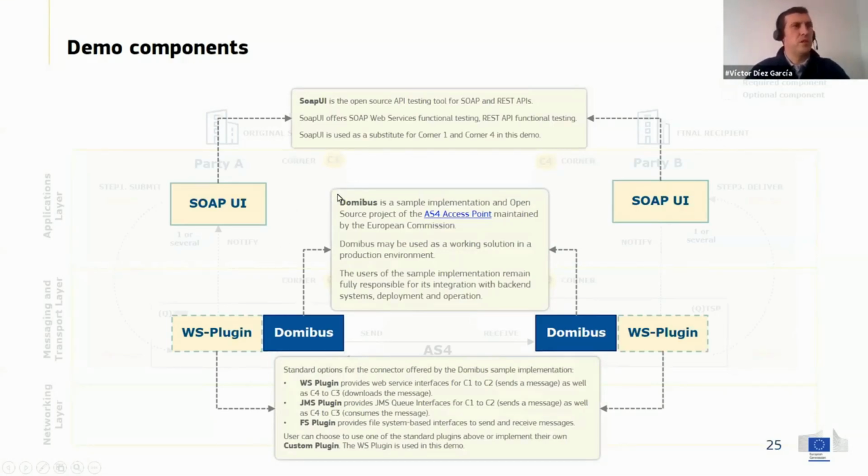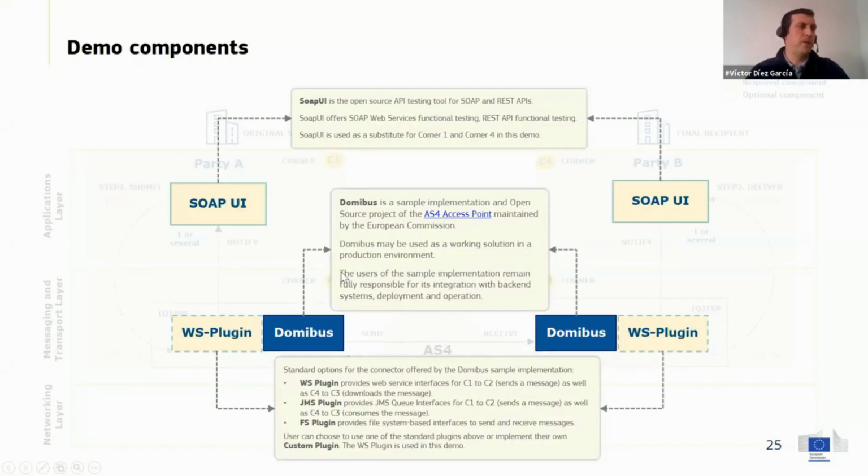As we mentioned earlier, Domibus is a sample implementation. It's an open source project of an AS4 access point. It is maintained by the European Commission. It is a valid product to be used in a production environment. Even though we call it a sample implementation, it has production capabilities. It can work in a real production environment.